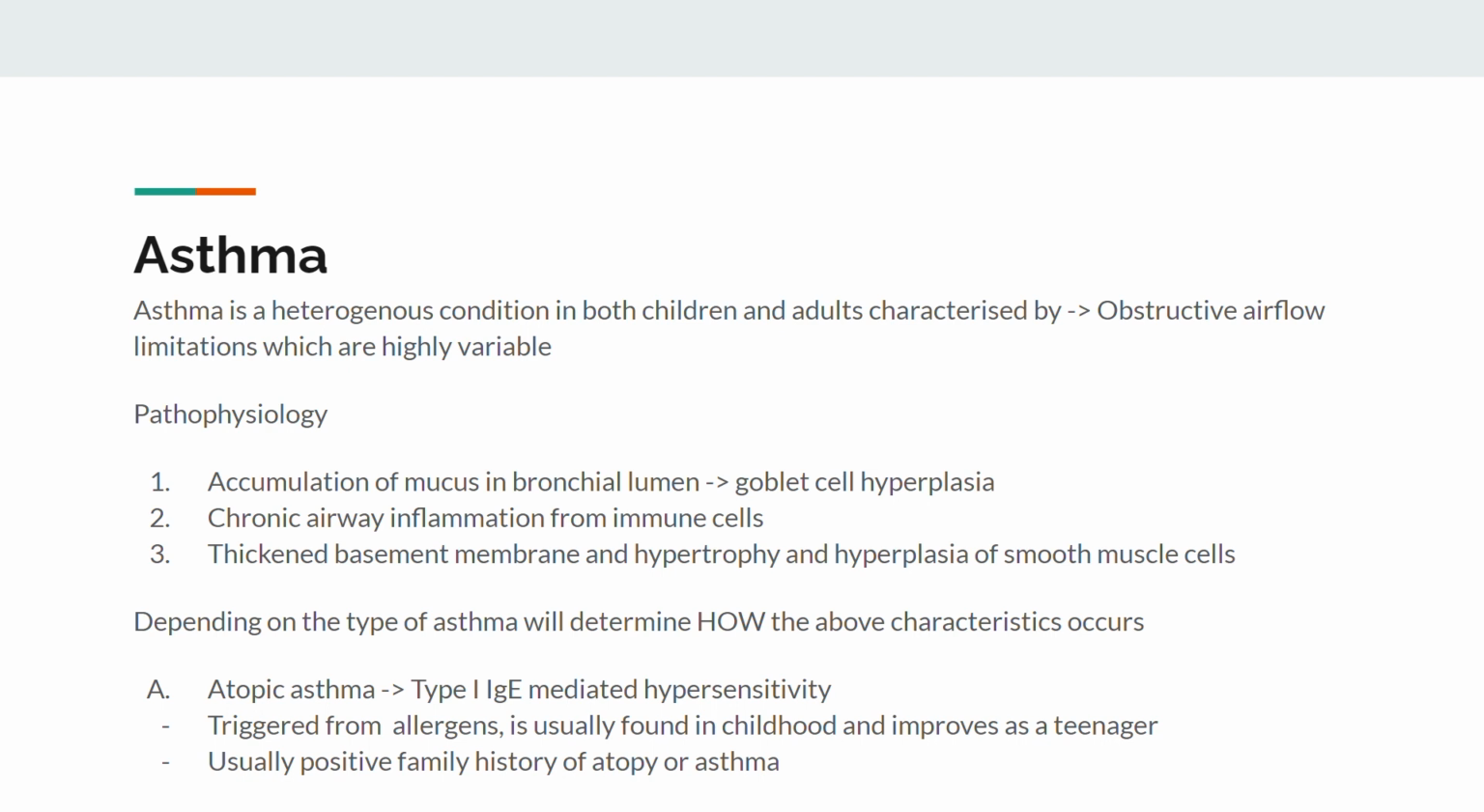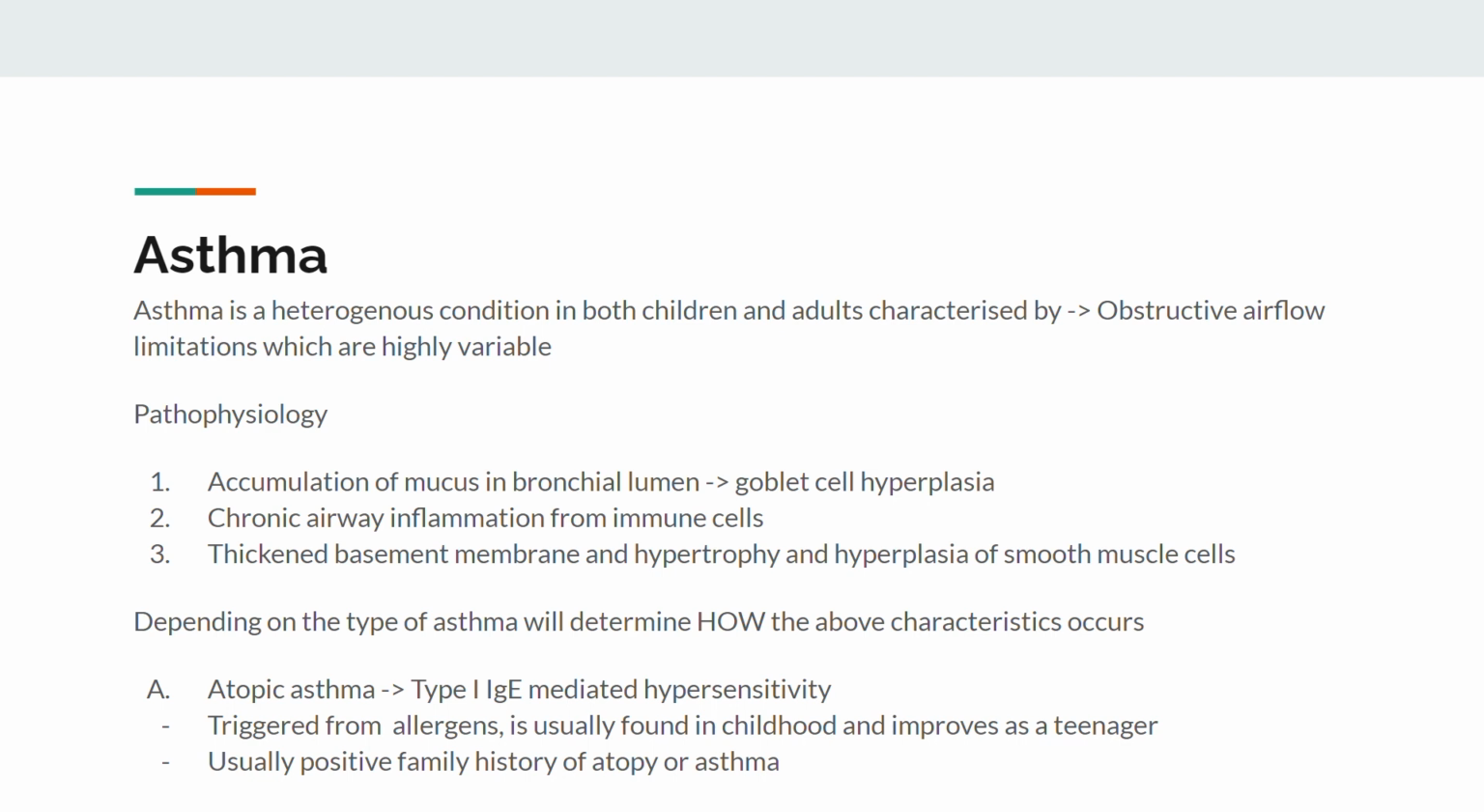Now, the type of asthma will determine how these three things started and how they occurred. As I mentioned, the most common type of asthma, and the asthma that most people think about when someone says asthma, is atopic asthma. And this is a type 1 IgE-mediated hypersensitivity. Essentially what that means is that it's triggered from allergens, and it's usually found in childhood and improves as a teenager. A sad fact for everyone who had asthma as a kid, which was me, it's actually pretty common for it to come back when you're in your late 20s. So get excited for that.